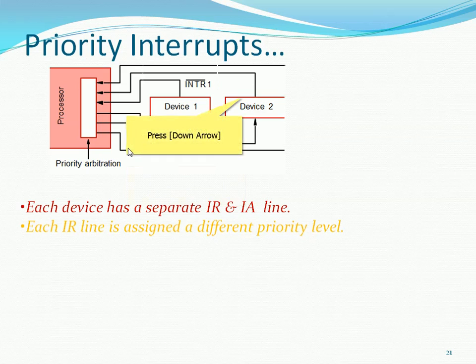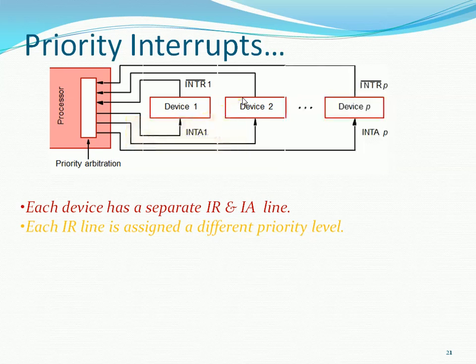Similarly, device 2 has a separate interrupt request and separate interrupt acknowledgement, right? Device 3 has its own separate lines, and so does device P. Everybody has a separate request and a separate acknowledgement. Each INTR line is assigned to a different priority level.